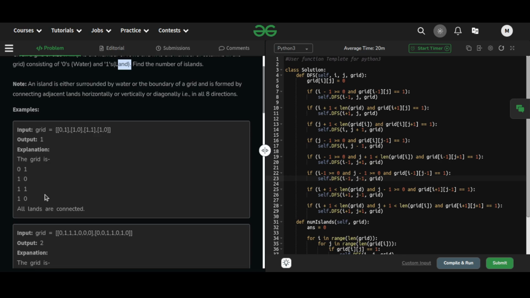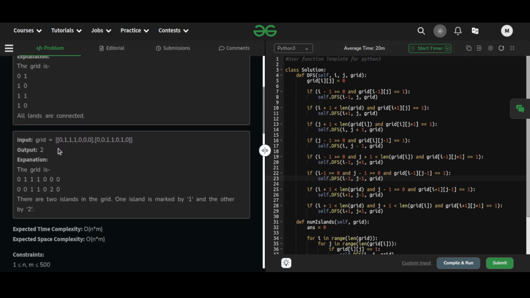So for instance, if this is the grid which is given to us, as we can see, all lands are connected to each other, because of which there exists just one island, and that is what we are returning over here. In the second example, there are two islands. The first island is composed of these lands, and the second island is composed of just one land, because of which we are returning 2. So that's about the problem statement, folks.